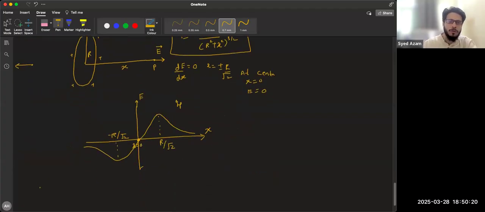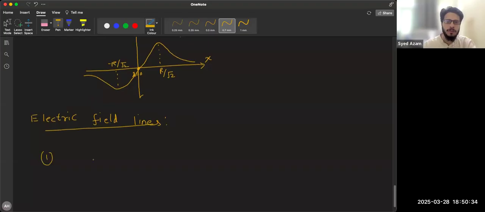Now we'll move on to electric field lines. That's a very theoretical topic. If you remember all properties, then we can directly jump to numericals. Electric field lines. Just keep telling me the properties of electric field lines. If I have electric field lines, how will you get the direction of electric field?